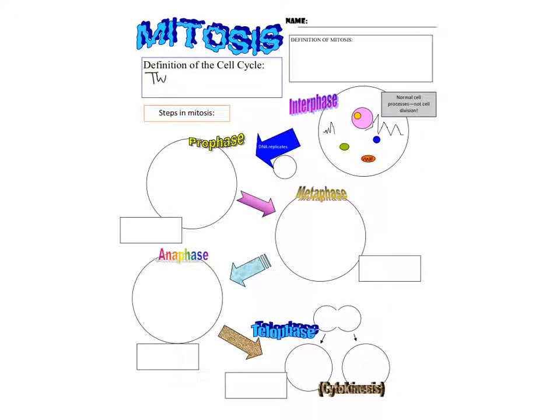So the cell cycle is the entire life cycle of the cell, and it includes interphase, which is when the cell does its normal cell thing. So most of the time you'll see the cell in interphase, and then every once in a while it will divide and go through mitosis.